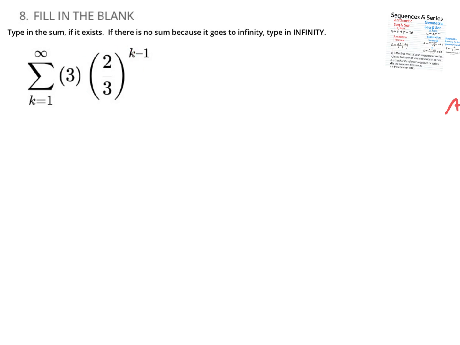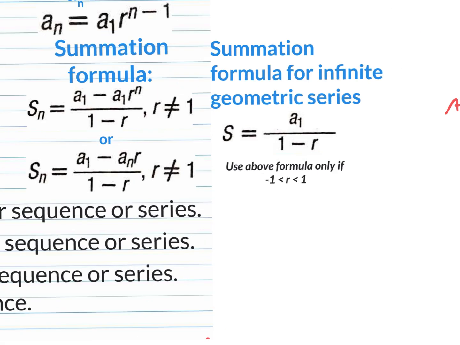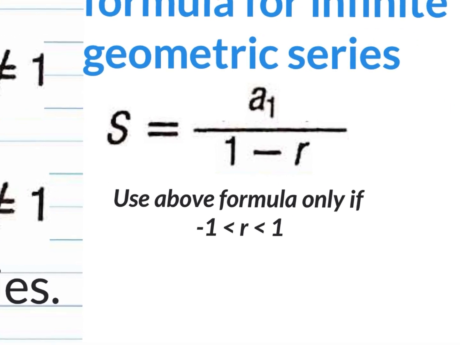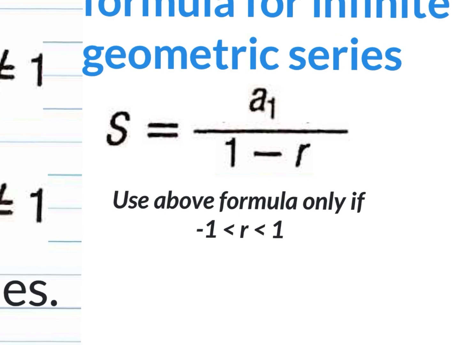And knowing that it's geometric, you know your a sub 1 term. A sub 1 is right here. You know your common ratio, which is the 2/3. And you could use this formula right there, because your ratio is 2/3, not greater than 1. 2/3 is less than 1. So the ratio is between -1 and 1. So you are able to use this formula.